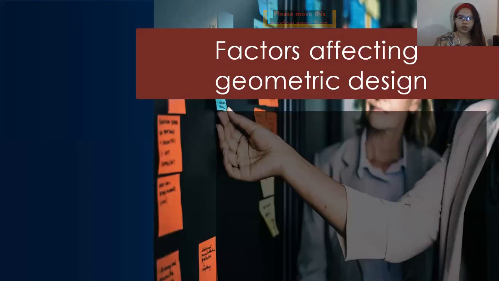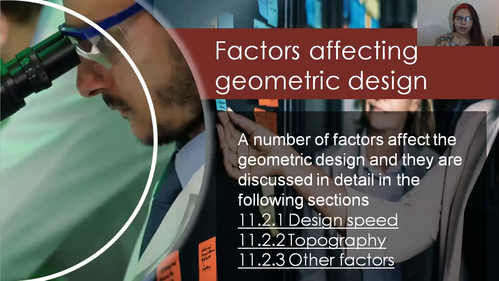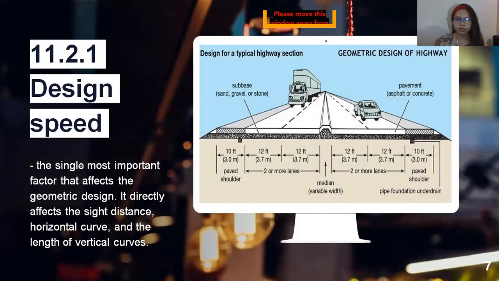Factors affecting geometric design. A number of factors affect the geometric design and they are discussed in detail in the following sections. So we have 3 sections here. The first one, design speed. The second one, topography. The third one, other factors. So the first one, design speed.